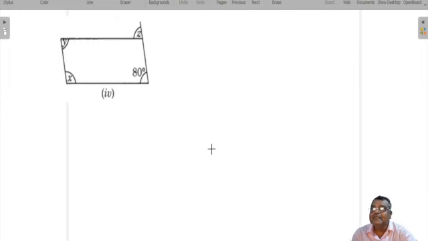Let us see. Here in the case, X plus 80 is equal to 180 degree, because sum of adjacent angles is 180 degree. So X is equal to 180 minus 80, 100 degree. X is equal to 100 degree.